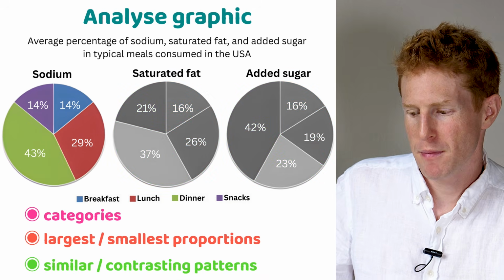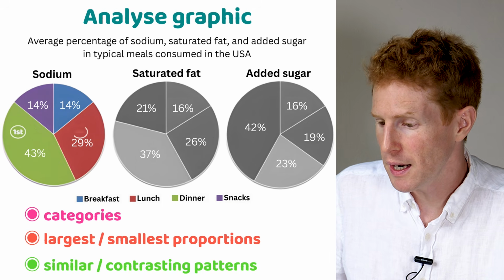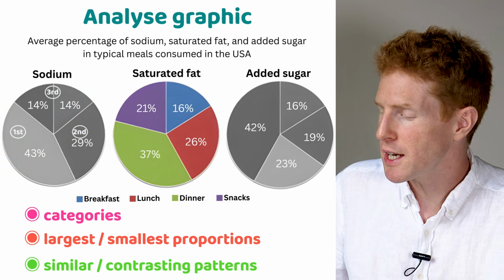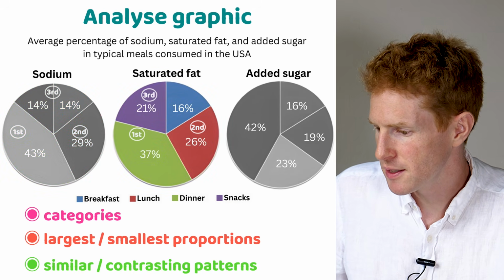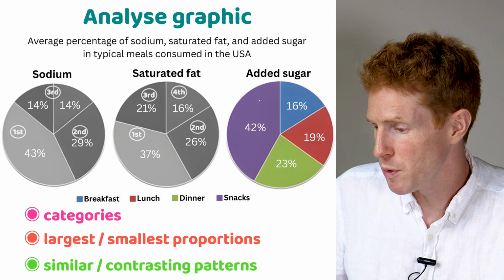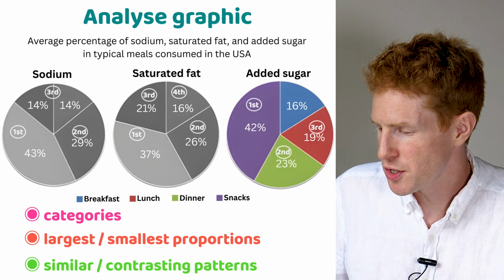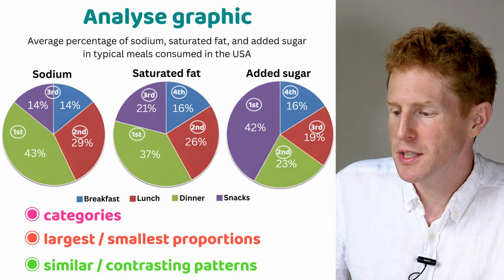The final thing I would do is to actually rank the order. So for example, I would look at sodium and I'd say, okay, well, dinner is the first, it's the highest percentage, followed by lunch, and then we've got joint third position for breakfast and snacks. Then I'd look at saturated fat and go, okay, dinner, lunch, then snacks, then breakfast. For added sugar, we've got snacks now, then we've got dinner, and then we've got lunch, and then we've got breakfast. Okay, so I would just write all of this on the graphic itself, and I'd pay attention to this.